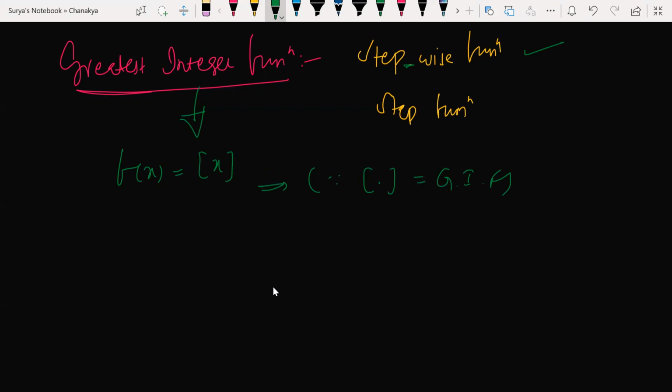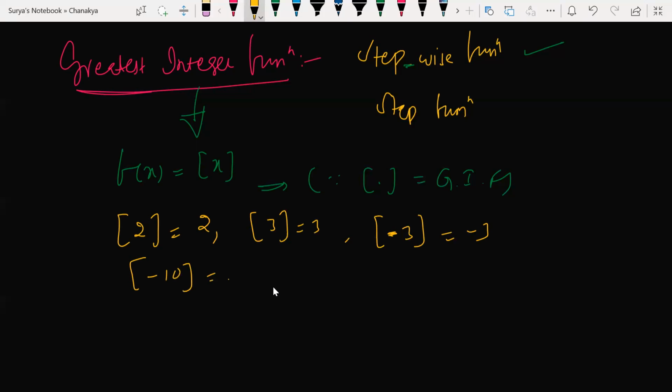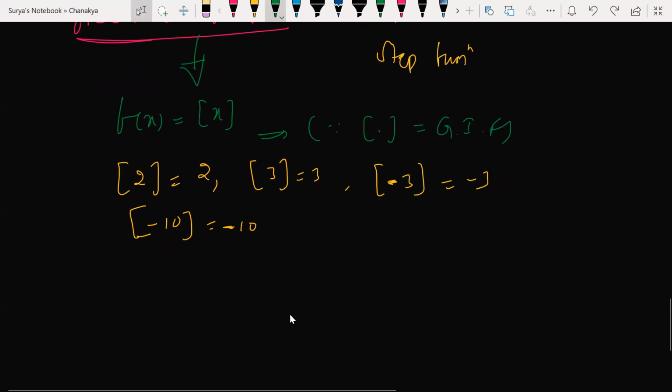Cool. Sir, what is the definition of this function? Before getting into that, let me give an example. Step of 2 is what? 2 only. Step of 3 is what? 3 only. If I ask you step of -3, it is -3 only. Step of -10 is -10 only. So for step of any integer you take, beta, you get the same number after applying the greatest integer function concept.